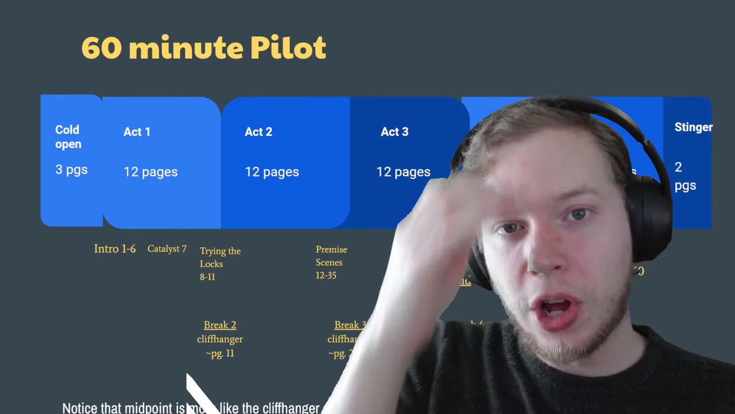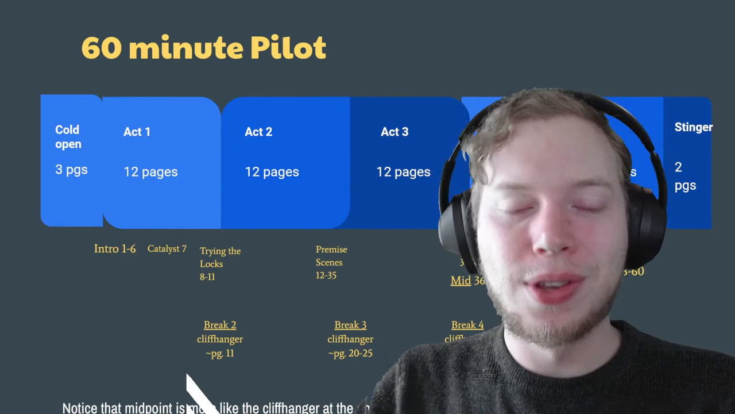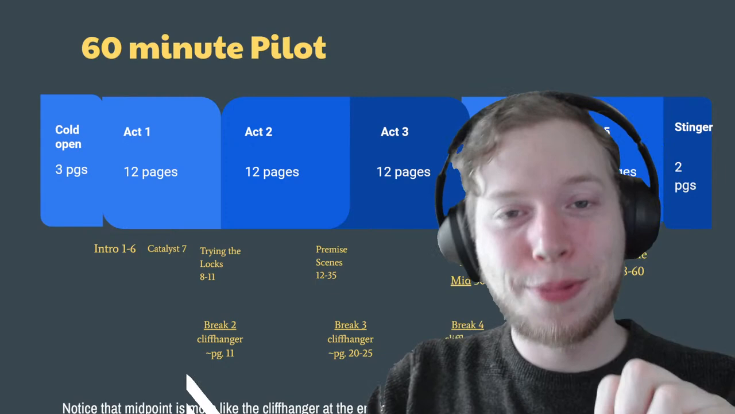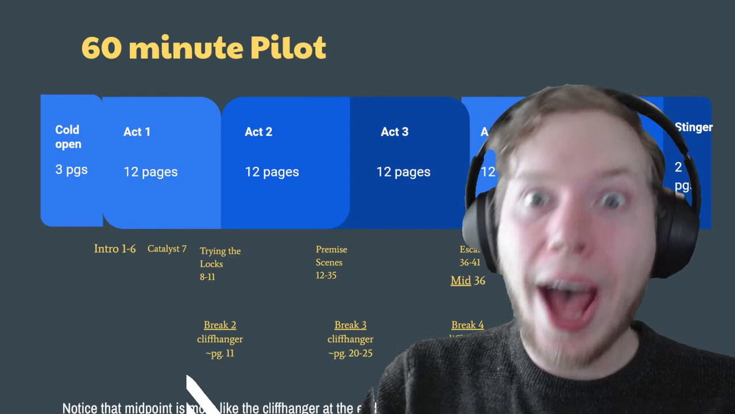You have 5 of them, so you should be more careful with how you use them. Or not 5, you have 4 of them, I guess, if we start with Act 1. Then you have the break into 2, break into 3, break into 4, and break into 5. So you have 4 act breaks to deal with. Make sure that they are convincing and compelling to the audience enough that we say, oh, I have to come back after this. Try not to create the sense of false cliffhanger.